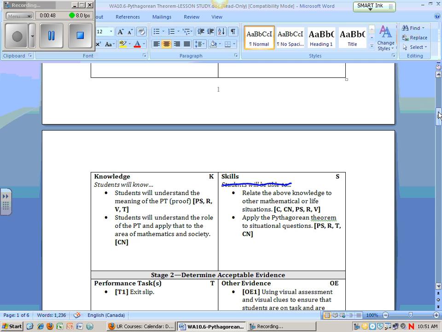So we figured that students will need to know and understand the meaning of the Pythagorean theorem, so what the actual proof means, and that students will understand the role of the Pythagorean theorem, and they'll apply that to the area of mathematics and society. And so they'll be able to relate the above knowledge to other mathematical or life situations, and they'll be able to apply the Pythagorean theorem to situational questions.